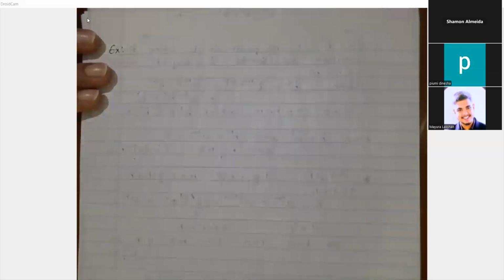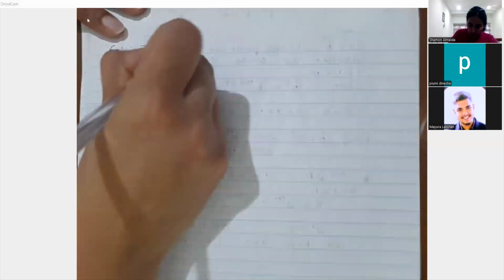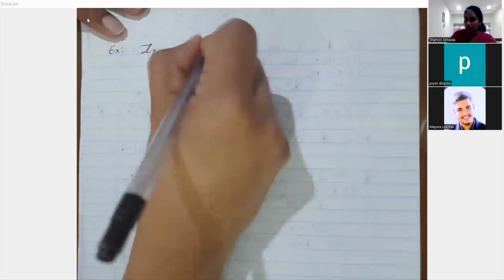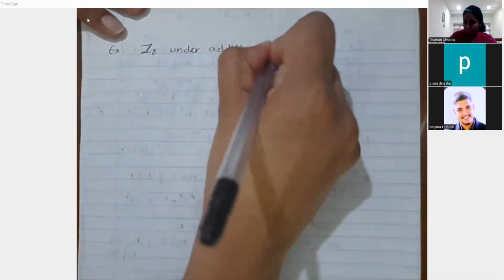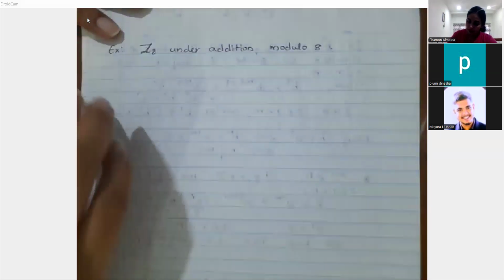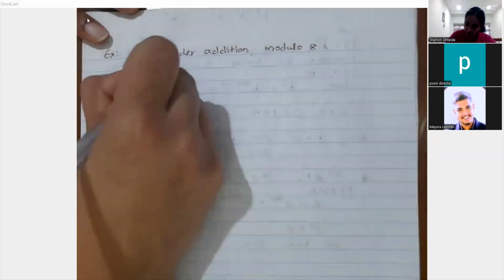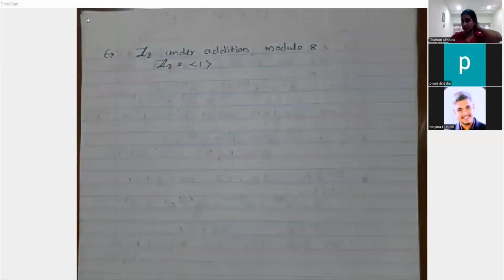Let's consider the group Z8. This is under addition modulo 8. And we know that this is generated by 1 as well as its inverse for sure, right?